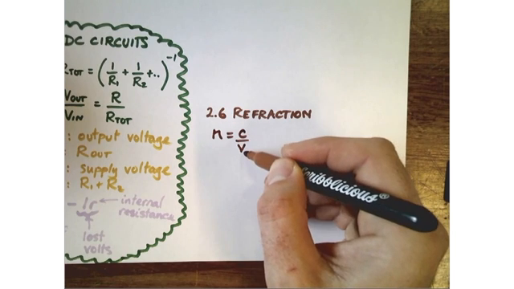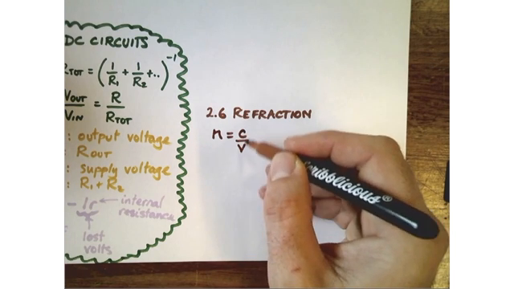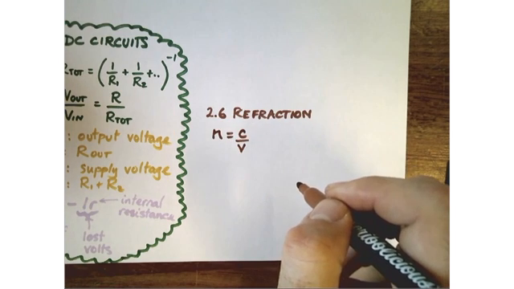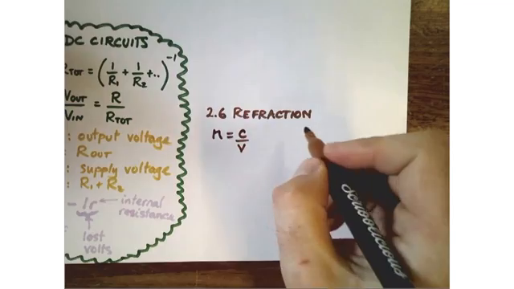This is always less than this one. So n is always going to be greater than 1. And then mentioned Snell's law there.